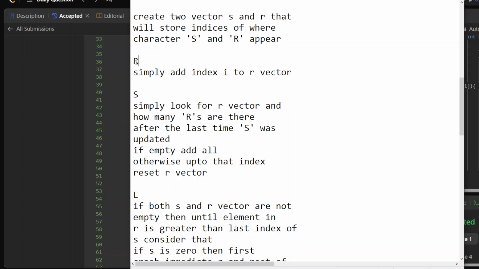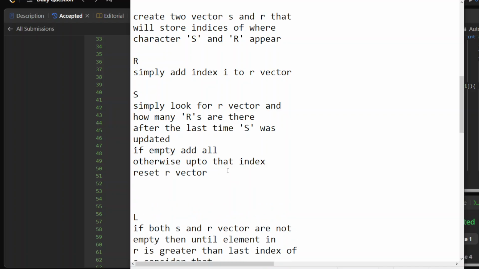So if I encounter R, simply add index i to my R vector. Whatever the index we have when I encounter R, simply add it to my R vector. Good, easy. If I encounter character S, we will look at the R vector and count how many R's are there after the last time S was updated. If empty, add all, otherwise up to that index, and after that reset R. One thing is that we have to reset R at every point.